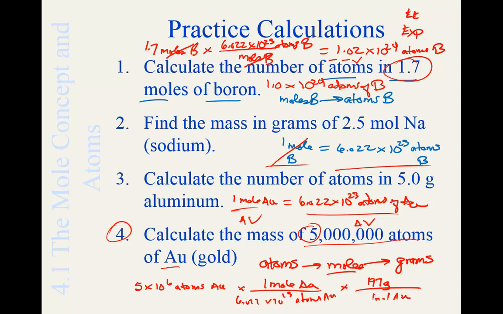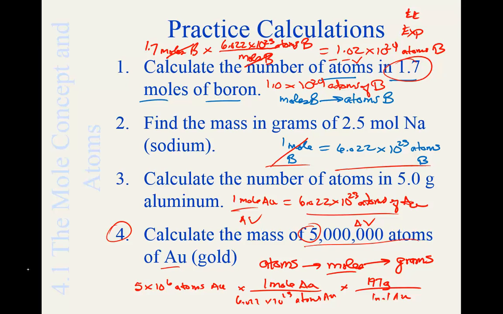So if we look on the periodic table and we round 196.967 to 3 significant figures, it would be 197. And since we're talking about a mole of gold instead of an individual atom of gold, that changes the unit from atomic mass units to grams.